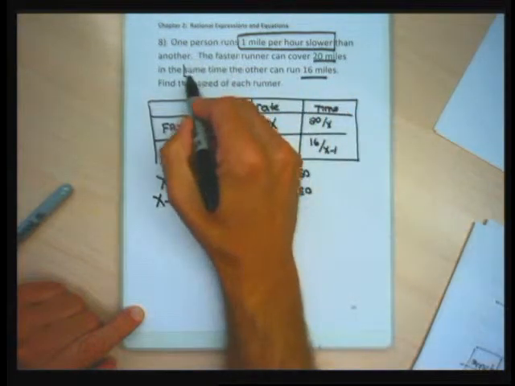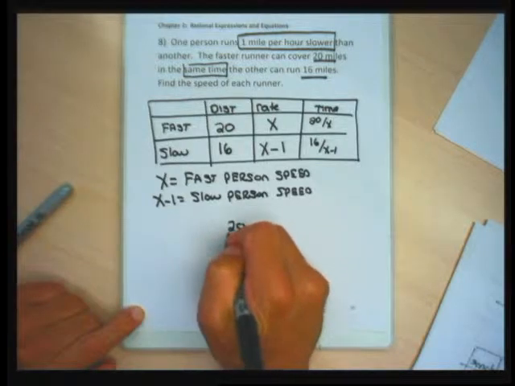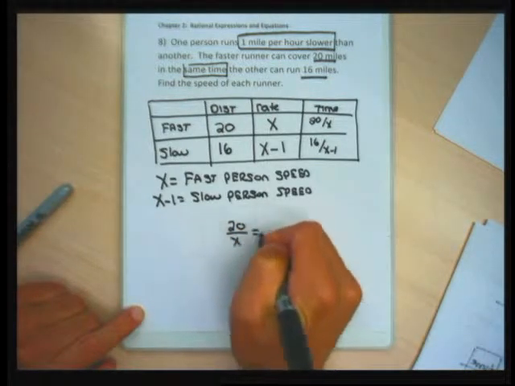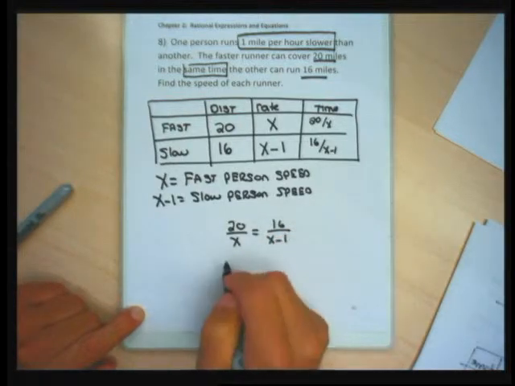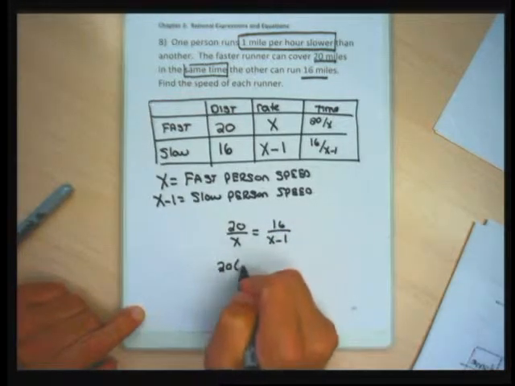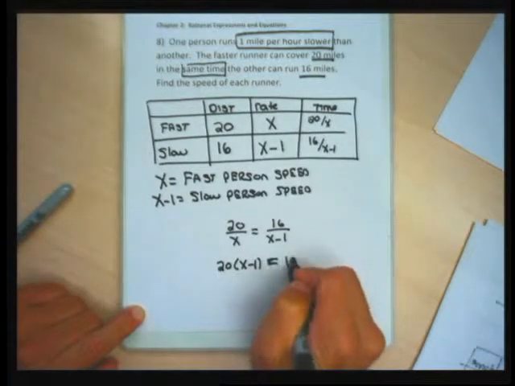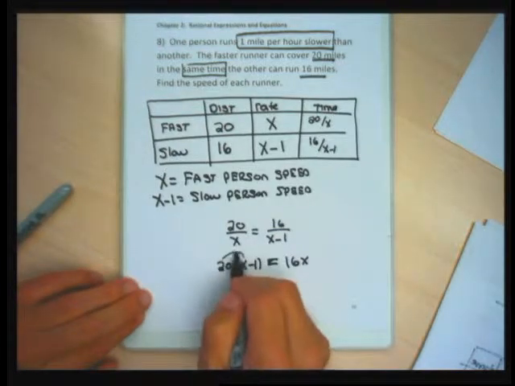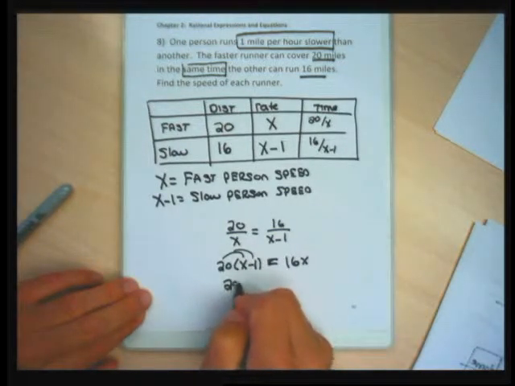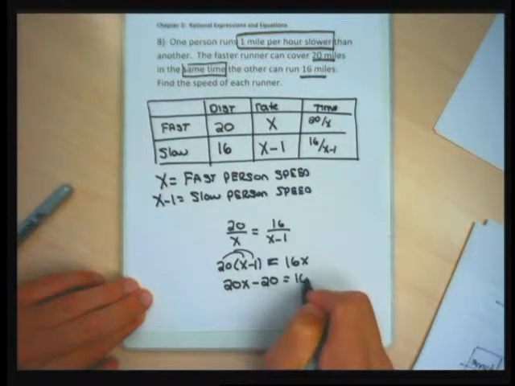And because they're running for the same amount of time, the algebra you get is by setting the time boxes equal to each other. Cross multiply, doesn't matter which side you do the cross multiplying on. Cross multiplying down, I get 20 times x minus 1. And if you do that multiplication, multiplying 20 by x, you get 20x. 20 by minus 1, you get minus 20.